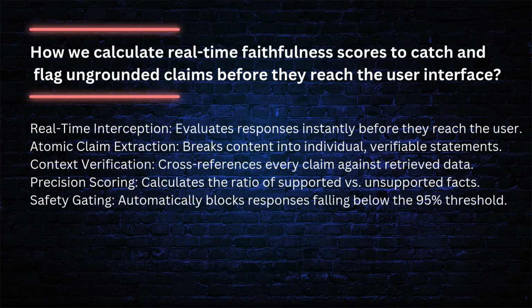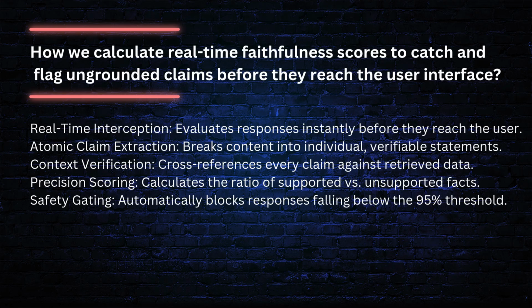How do we calculate real-time faithfulness scores to catch and flag ungrounded claims before they reach the user interface? We calculate real-time faithfulness scores by intercepting the LLM's response before it hits the UI, using a dedicated evaluation model to run a programmatic natural language inference check. A fast evaluator LLM breaks down the generated response into a list of individual atomic factual statements.